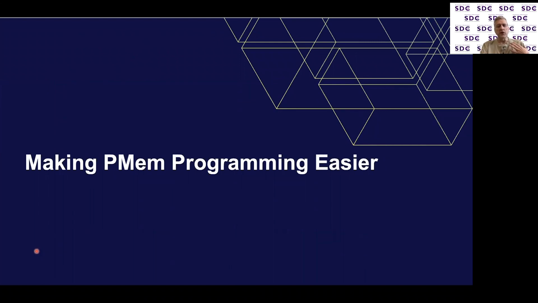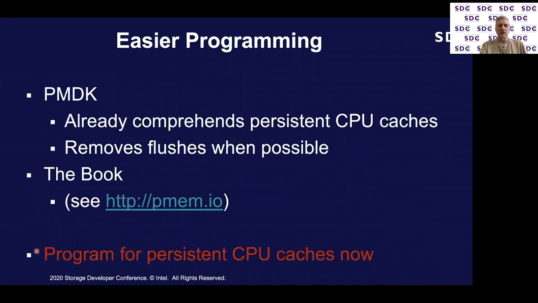So that was a lot of information, a lot of background. Are there things that we can do to make this persistent memory programming even easier? So as I've mentioned a few times already, we have the persistent memory development kit. It already comprehends this idea of persistent CPU caches. It checks for it. It knows when it can remove flushes and when it has to use them. It has heuristics in it that decide when to use non-temporal stores and so on.